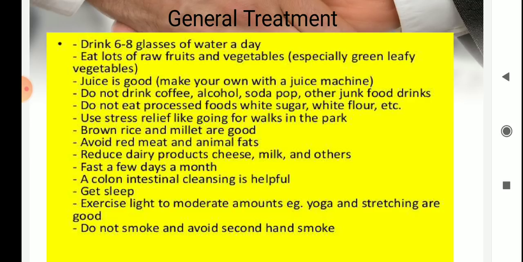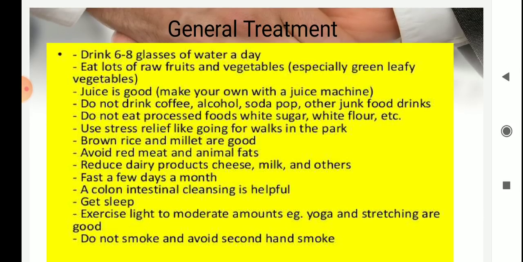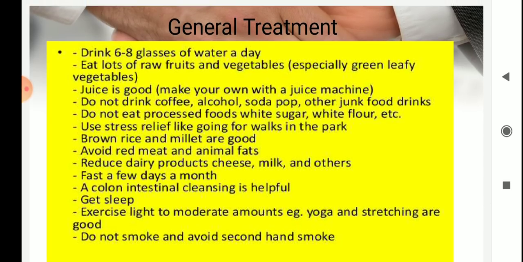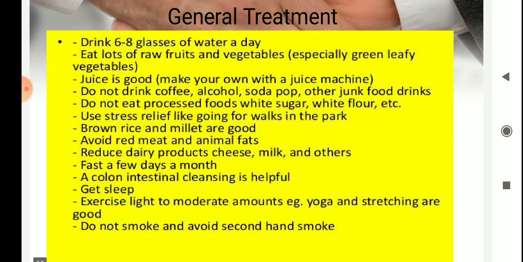Avoid red meat and animal fats. Always avoid beef, the red meats, which are more prone to gastric cancers. Chicken and goat are okay to some extent, but always avoid the red meat, the cow meat. Reduce dairy products, cheese, milk and others. And fast a few days. That is a very healthy lifestyle.